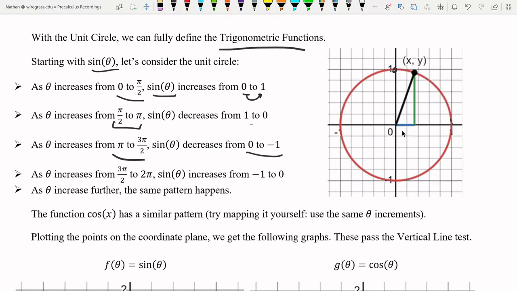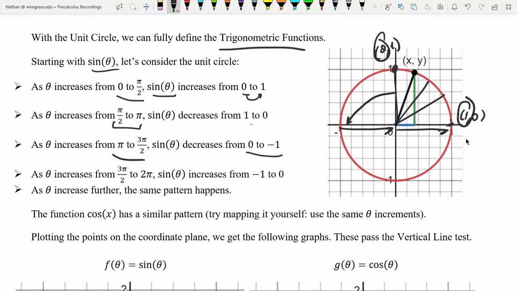The same thing happens for cosine. Cosine is the x-coordinate, so we start here at (1, 0). The x-coordinate starts at 1. Then as we increase the angle, up until this point here at (0, 1), the x-coordinate went from 1 to 0 in this first quadrant. Then it goes from 0 to -1 in the second quadrant. Then it goes from -1 back to 0, and then going along these angles, we go back to an x-coordinate of 1.